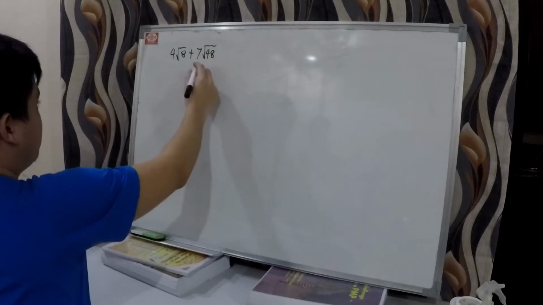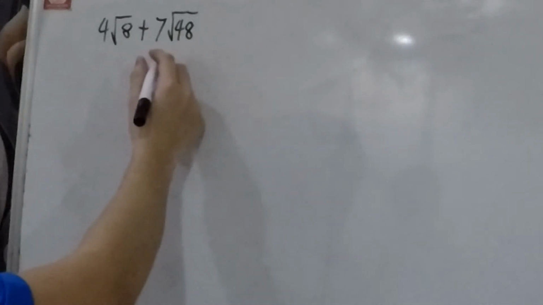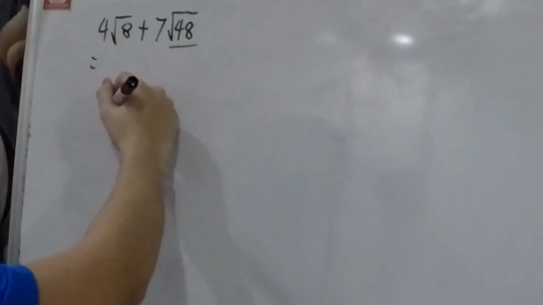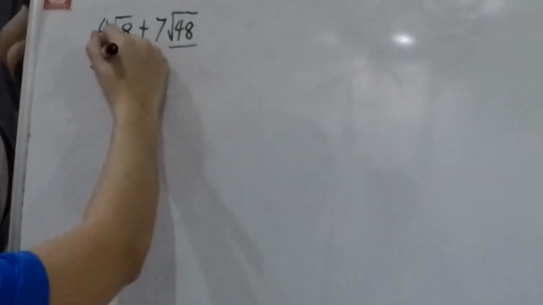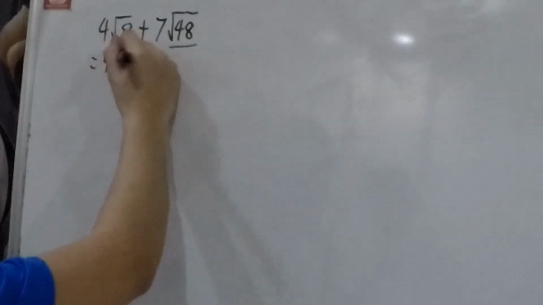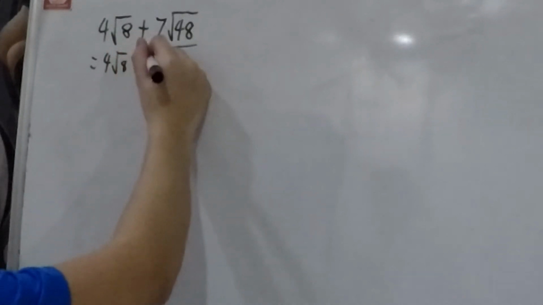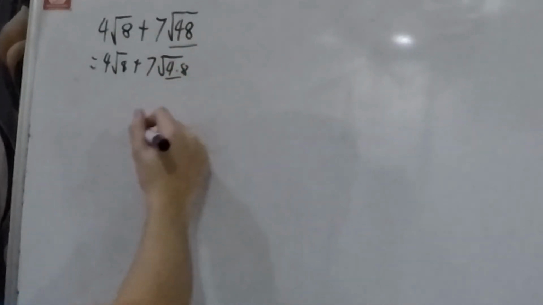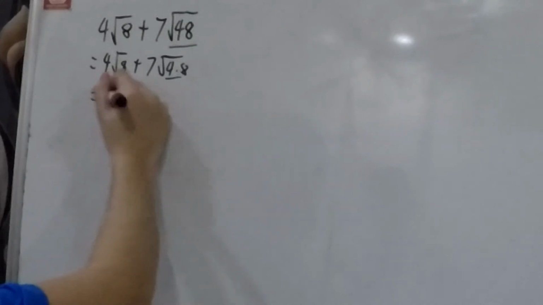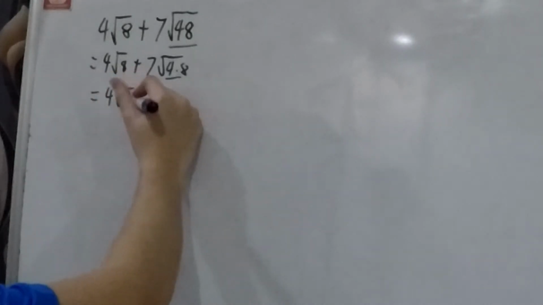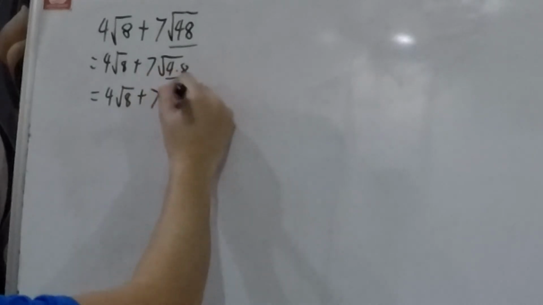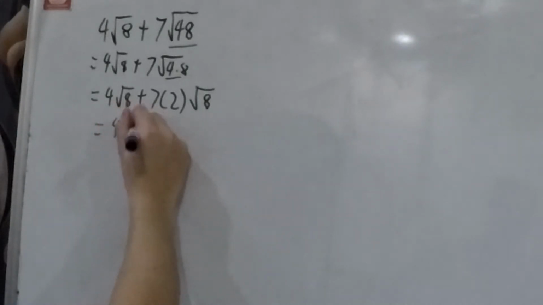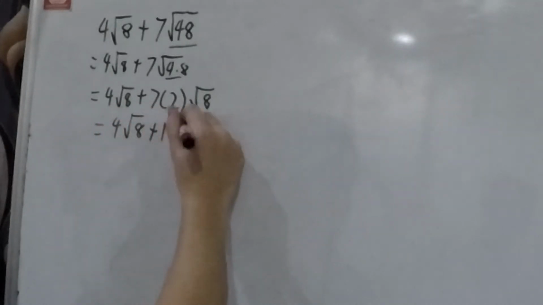Before we add these radicals, we must simplify the square root of 48, since it has a perfect square factor. 4 times the square root of 8 plus 7 times the square root of 4 times 8. Since 4 is a perfect square factor, we must simplify it. 4 times the square root of 8 plus 7 times 2 times the square root of 8. This is equivalent to 4 times the square root of 8 plus 14 times the square root of 8.